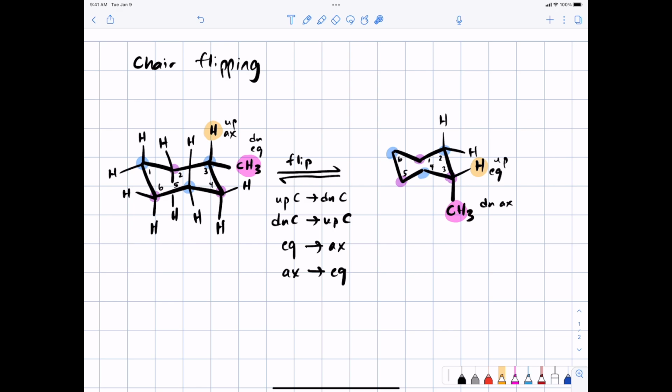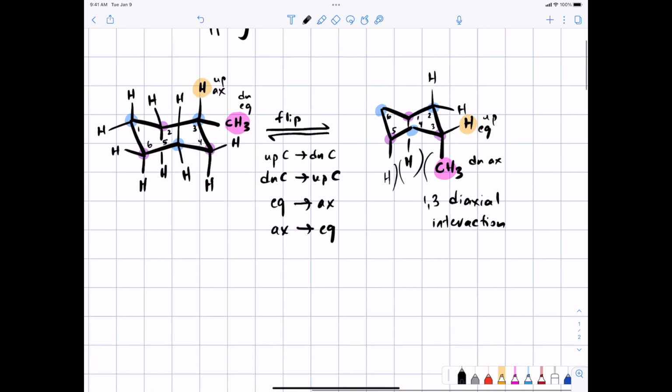Tricky. Yep. All right. So there's a difference in free energy between these two situations. And the reason for that is that when the methyl group is axial, it starts to bump into those other axial substituents, and we call this a 1,3 diaxial interaction, and sometimes we call that steric hindrance.